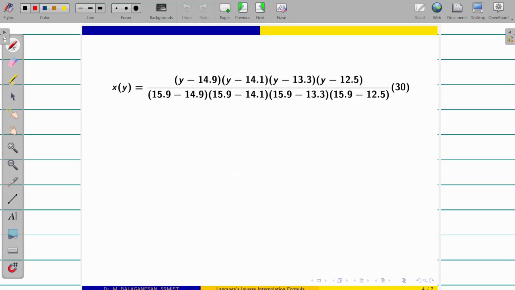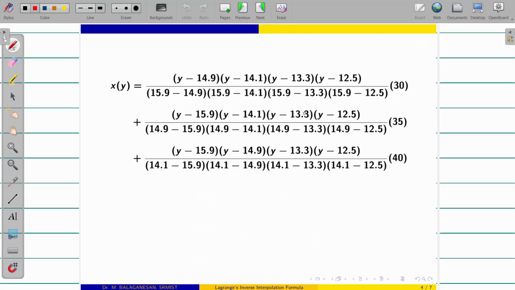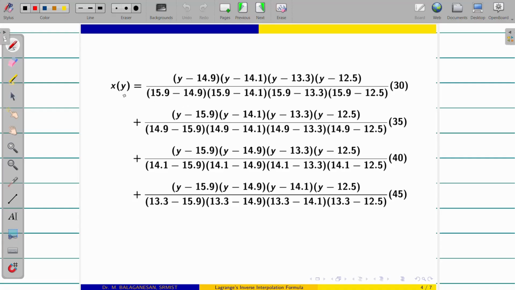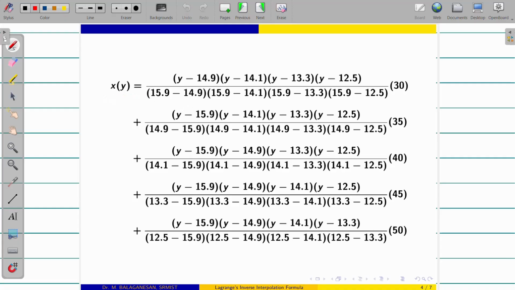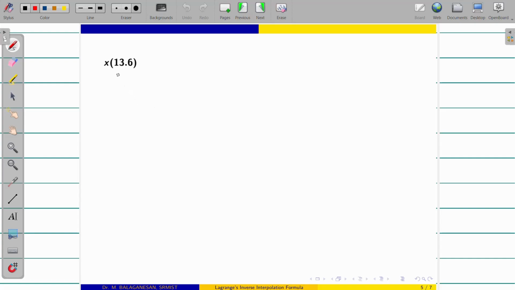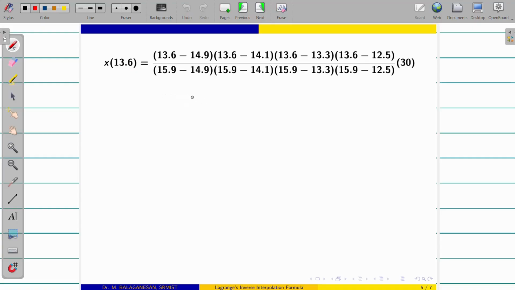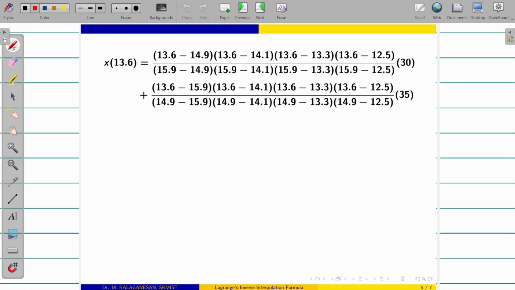Substitute in the formula now. From the given data, we are going to choose everything and substitute it. Now we have to find the value of x at the given y. The y value is 13.6. If the y value is 13.6, what is the value of x? That's what we are going to find now. Look at that, I'm substituting the value of y here. In the place of everything here, it is y. In the above formula, replace everything.